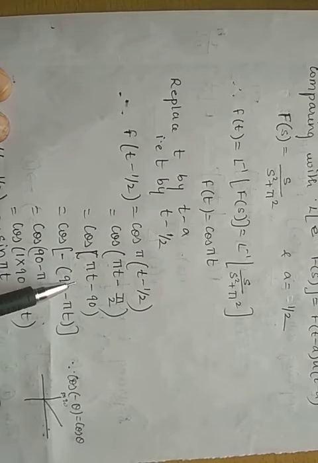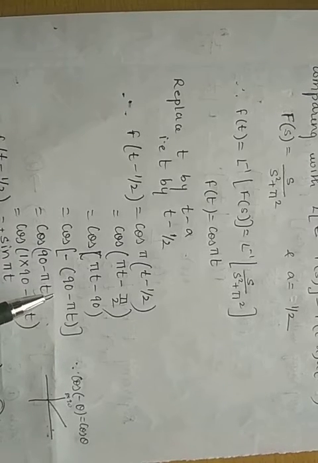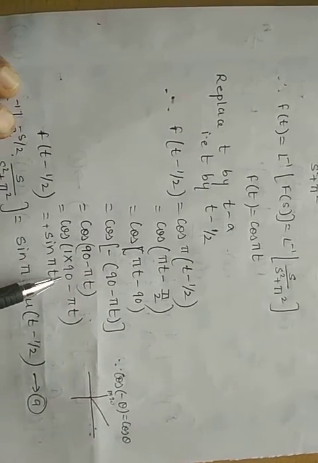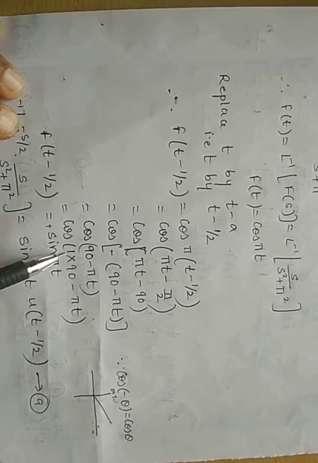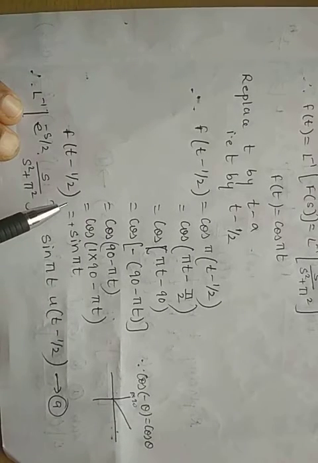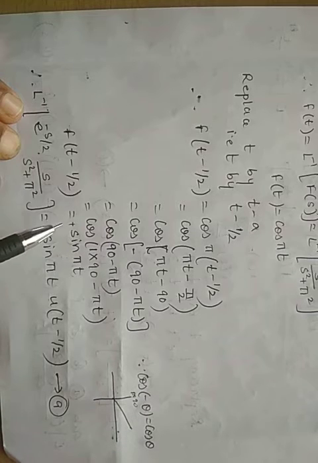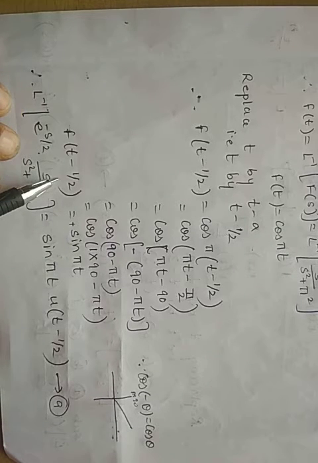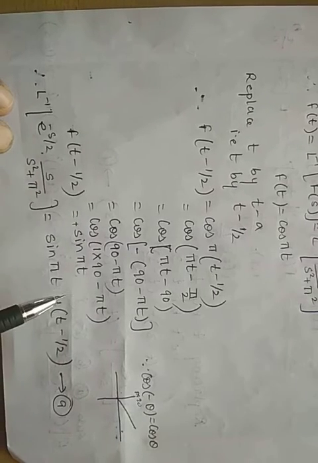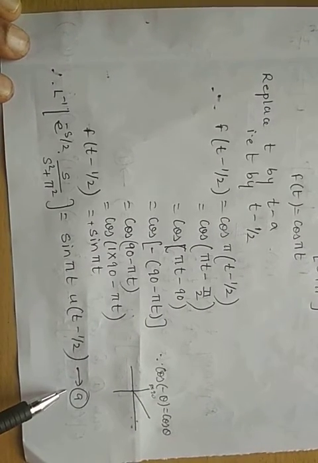But here I have to take the negative sign. So cos of minus of 90 minus pi t, and cos of minus theta is always cos theta. So 90 can be written as 1 into 90 minus pi t. 1 is an odd number, so cos will change to sin. So sin pi t. Here I have sin pi t, replacing t by t minus 1 by 2. Once we get f of t minus 1 by 2, multiply this function with u of t minus 1 by 2. Mark it as equation number 1.